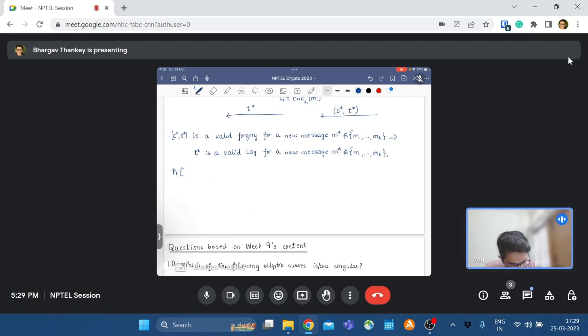So the probability that A prime wins the ciphertext integrity game, let me write it like this, the probability that A wins the MAC forgery game.